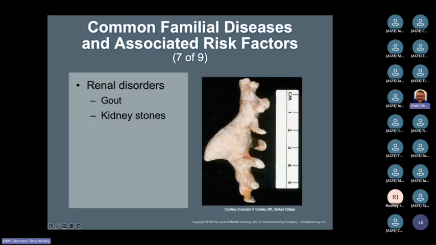Renal disorders. Gout is an abnormal accumulation of uric acid, and kidney stones. So, not real sure, I think that's the formation of gout. It looks like it's got some crystals on there. That's where the crystals cause pain as a person has gout, and those crystals actually do the cutting of a particular area of the body.